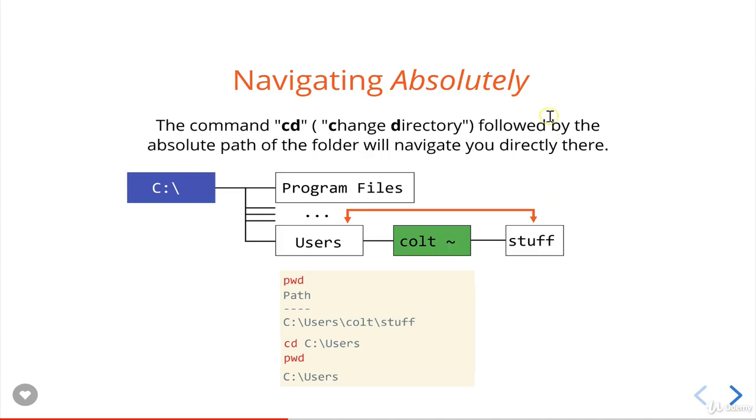It's called navigating absolutely, where I type the entire path. I couldn't just say cd users from here. I have to say \users, because that's the absolute path. \/ for the root directory, then users. Same thing with cult. I couldn't just go from stuff and say cd cult. I would have to say cd \users \cult.